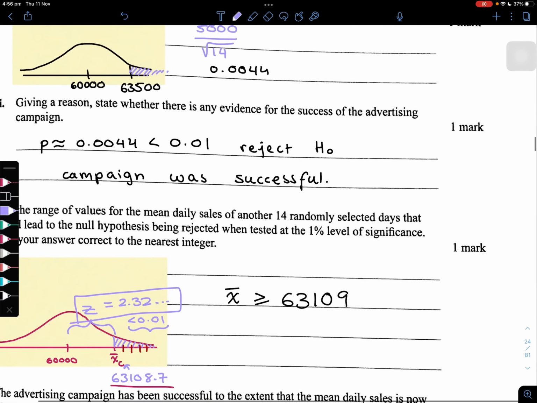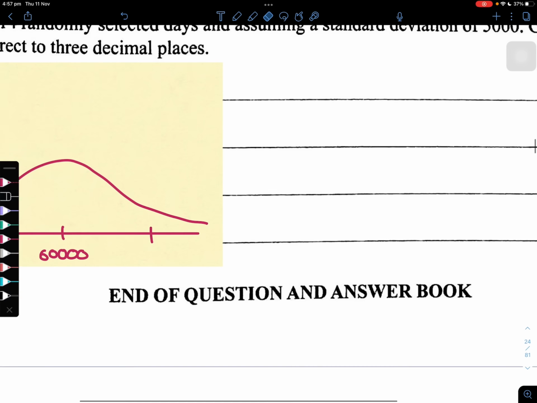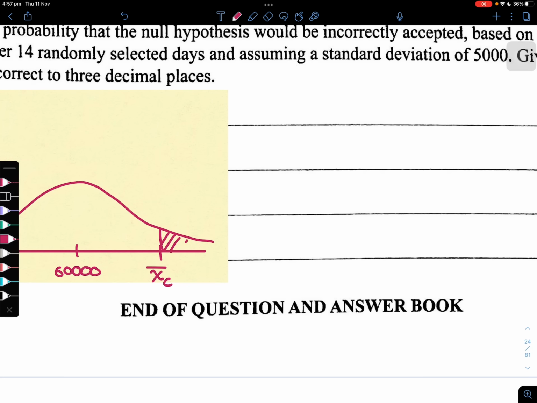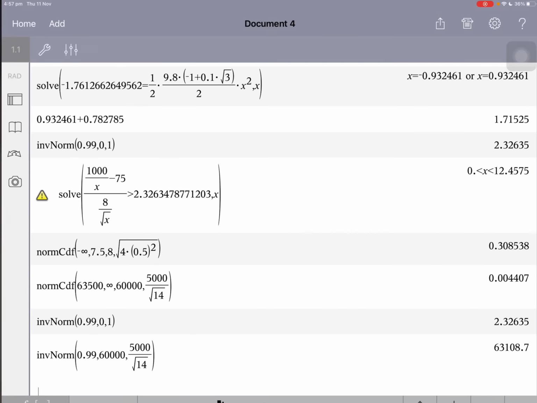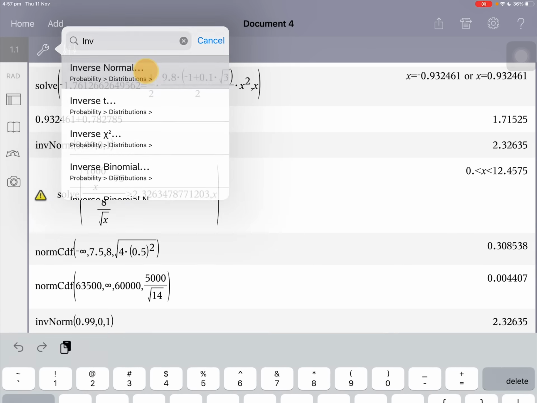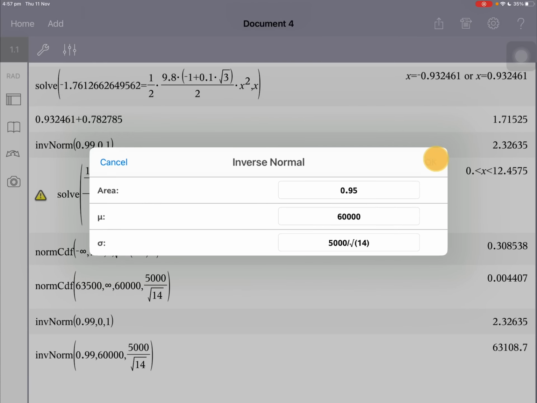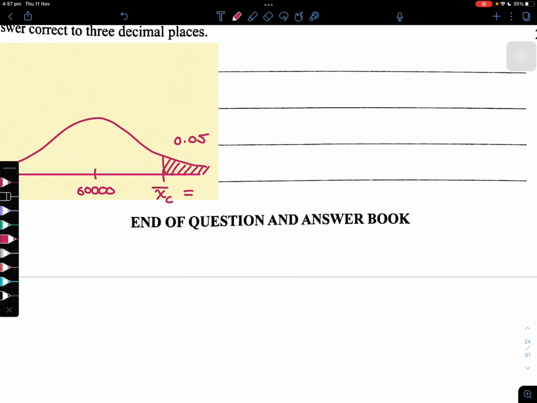Oh no, okay, we can't use 63108.7 because here we were dealing with 1%. Here we're dealing with 5%. Okay, there we go. Let's go back here. This is our critical value, our new critical value. This area here needs to be 0.05 to get that critical value. Let's go to our inverse normal. If that area on the far right is 5%, the area to the left is 95%, our mean is 60,000, and our standard deviation is 5,000 on root 14. 62198. So our critical value is 62198.